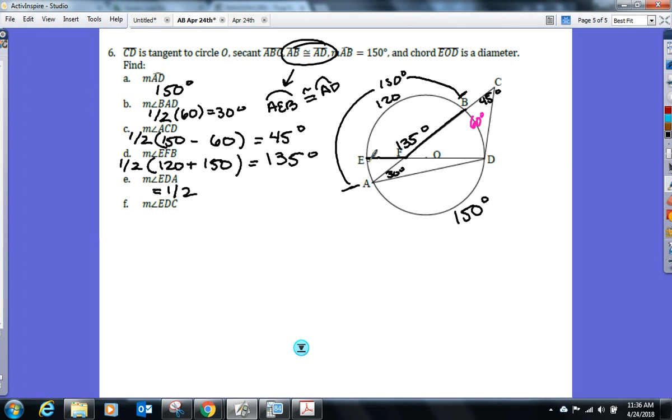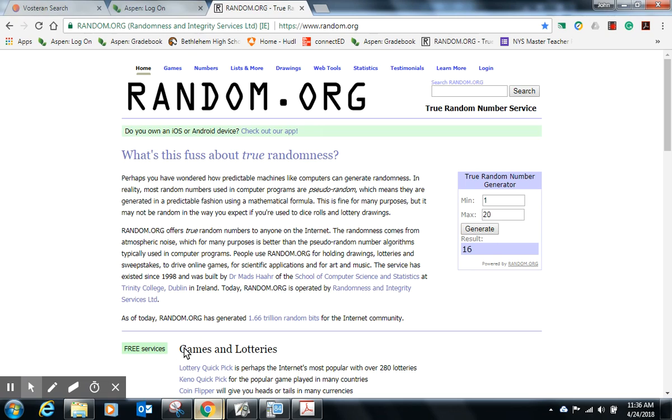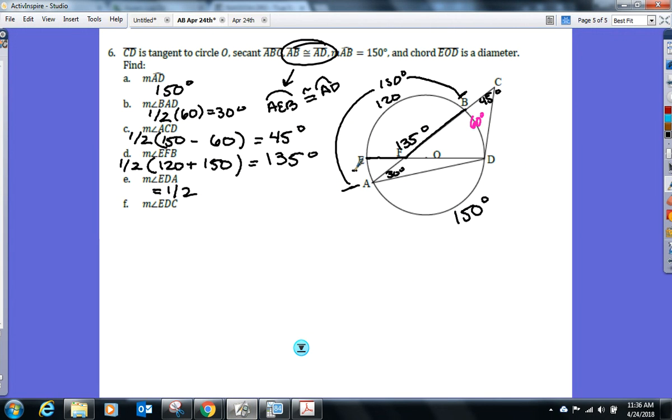Ooh, I don't know it. We didn't write it down, did we? This arc right here. Anybody help me find that arc? Because I didn't write it down. 30, because it's a half circle. Part of it was 150. So take half of 30, end up with 15. 15 degrees, got it. And then finally, EDC.